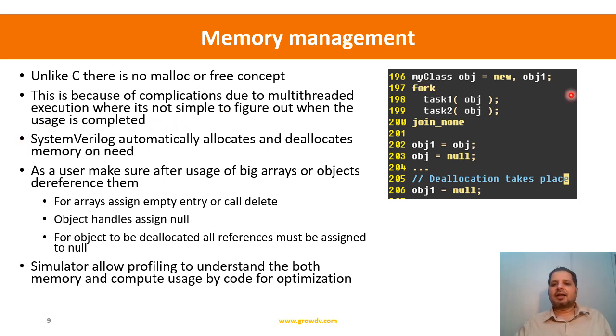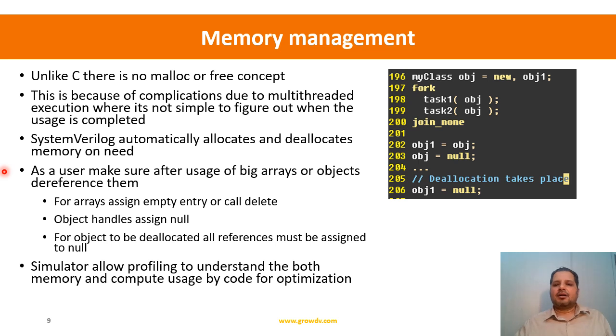For example, I created a class object, and I have forked off 2 tasks, and tasks can be time consuming. Now where should I deallocate this particular object? There is no clear sense. If I have this type of structure, I don't know when it is going to end. Even if I can figure it out, it becomes very complicated in the bigger scheme of things. So SystemVerilog automatically allocates and deallocates the memory on need.